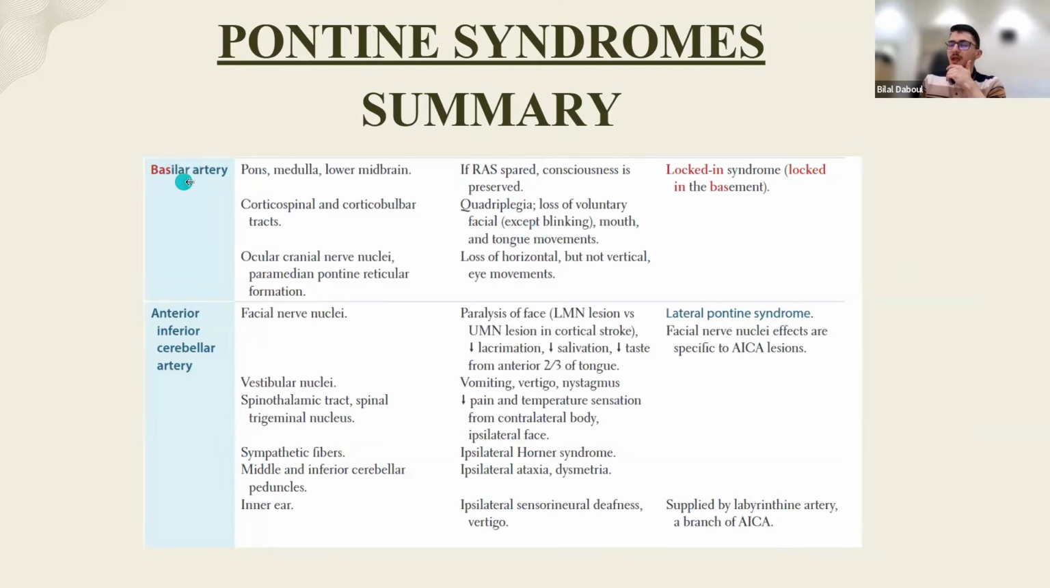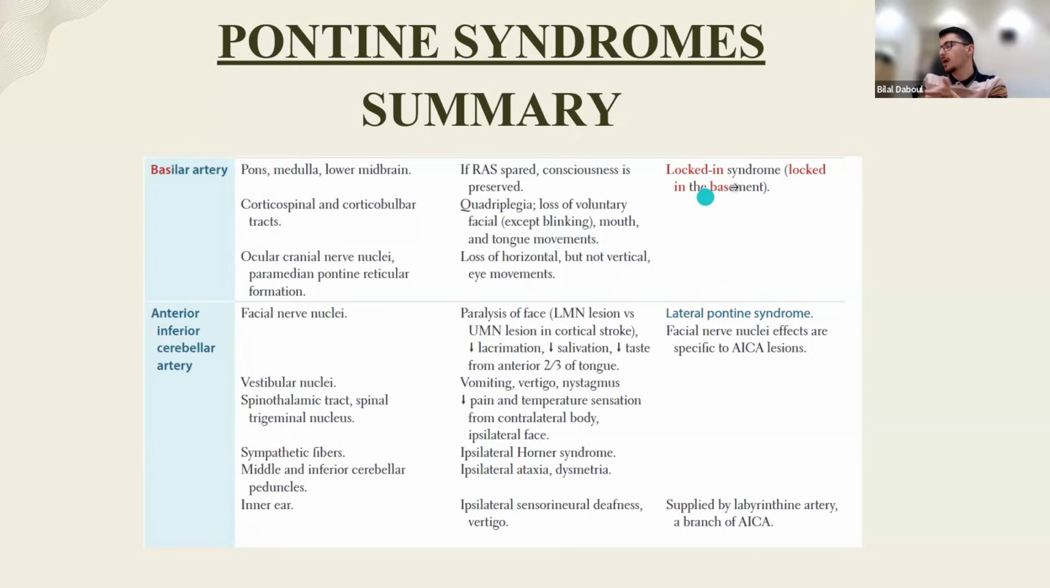Pontine syndrome summary, again, basilar artery, think corticospinal, bulbar tracts. Again, if it's completely occluded, you have bilateral involvement, so you'd have quadriplegia. You would also have loss of all head and neck motor function. You cannot move the mouth, you cannot move the tongue. You only maintain vertical gaze.